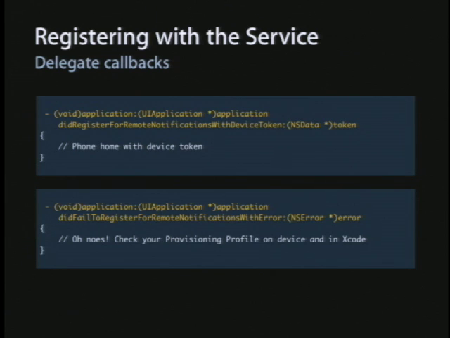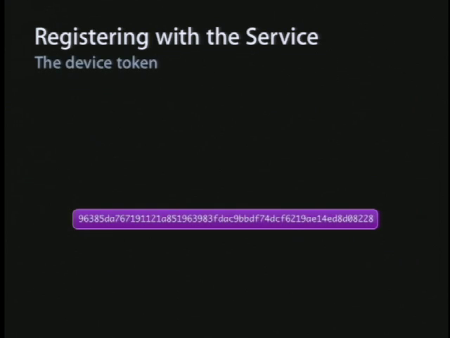And this, of course, only happens to developers. They don't happen in the wild. So that token that you got from the first delegate callback, this is what you need to serialize and send to your server to identify this device as a meaningful user of your service.